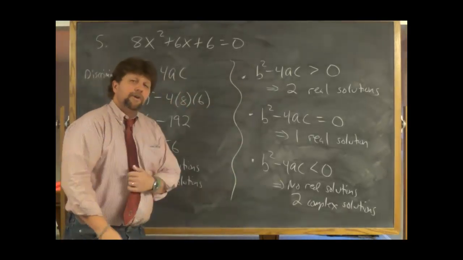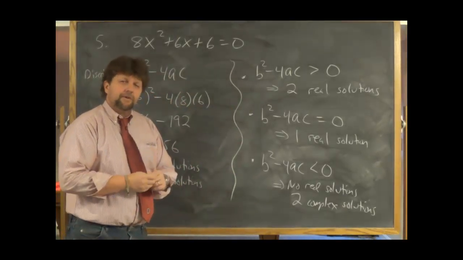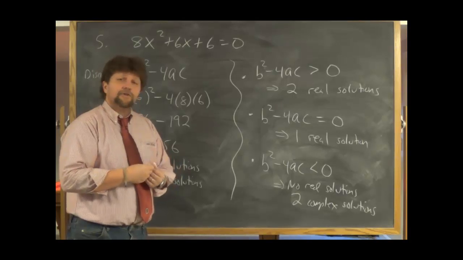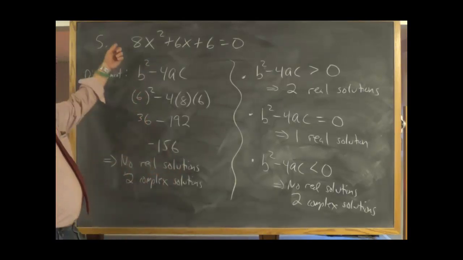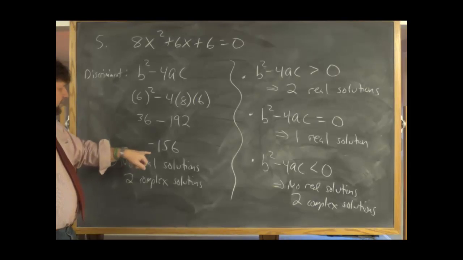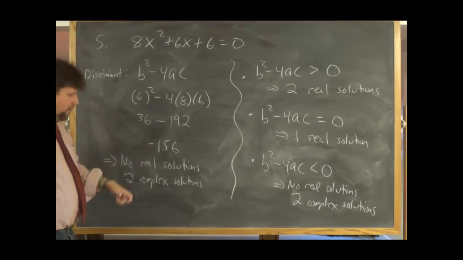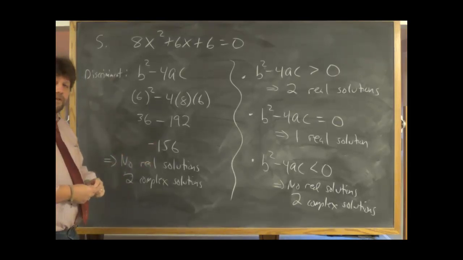So that's kind of like a quick review, a quick summary of what the value of the discriminant tells you about the solutions. So hopefully here in number 5, you had the discriminant computed to be a negative 156, which told you have two complex solutions. And that's it for number 5.